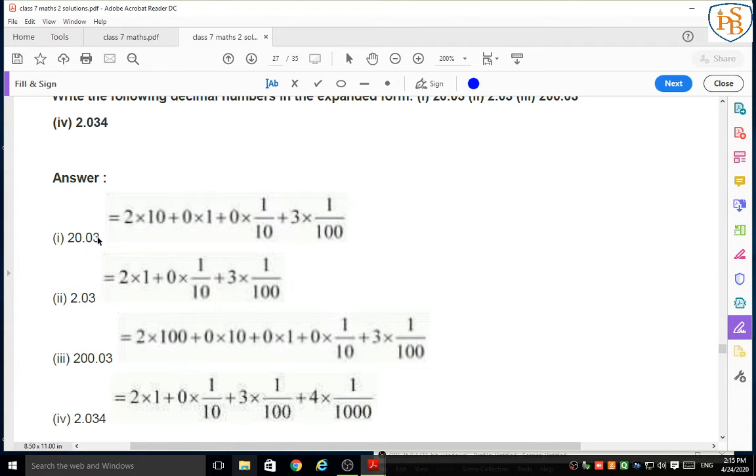But after the point, 2 numbers are there. The first one is at the 10th place, so 0 into 1 upon 10. And the 3 is at the 100th place, so 3 into 1 upon 100. That much you have to write here. Don't write in other ways.